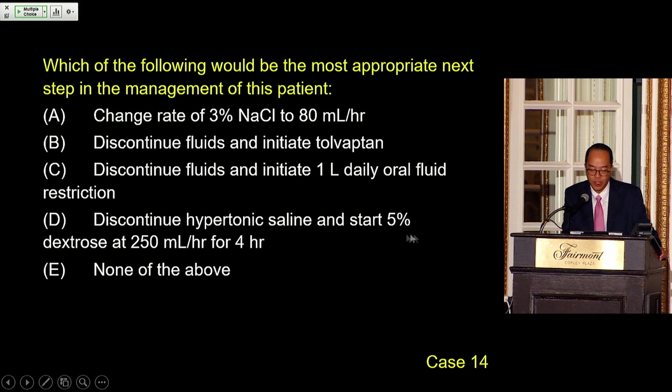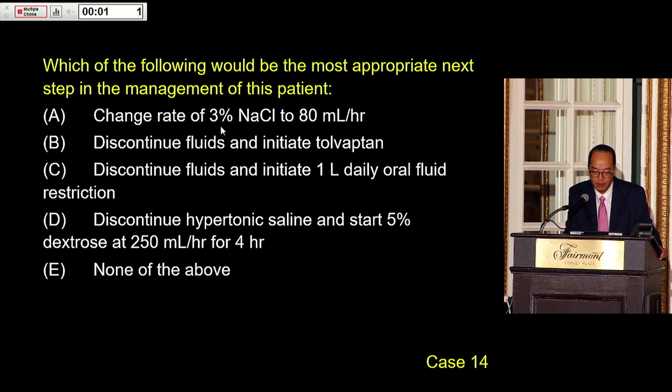Which of the following would be the most appropriate next step? Change the rate of 3% saline to 80, discontinue fluids and initiate tolvaptan, discontinue fluids and initiate 1 liter of oral fluid restriction, discontinue hypertonic saline and start 5% dextrose at 250 mils an hour for 4 hours, or none of the above.